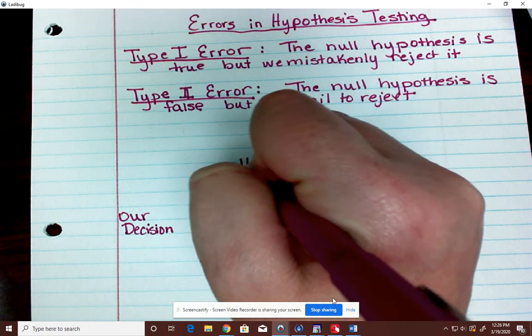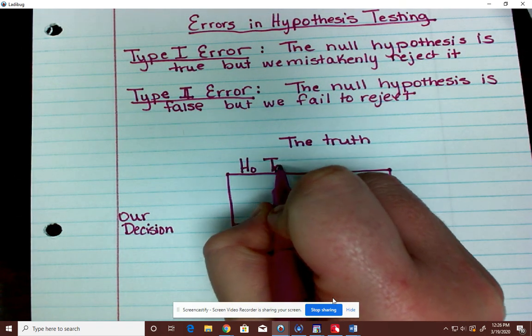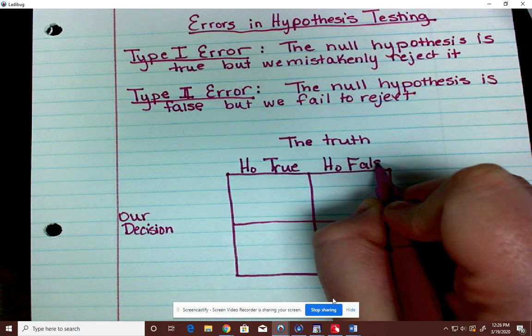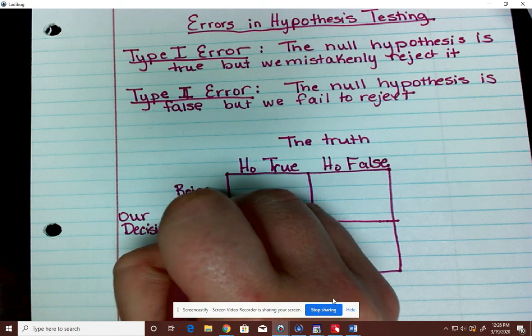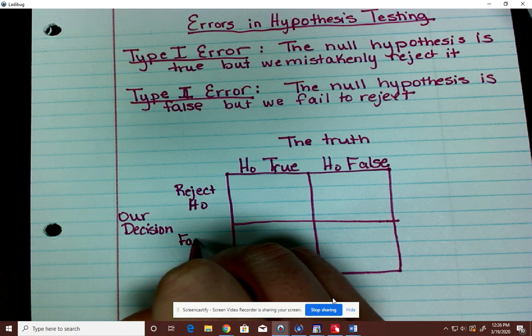So, and this is all based on the null. So the null is either true or it's false. And then we can either reject the null or we can fail to reject.